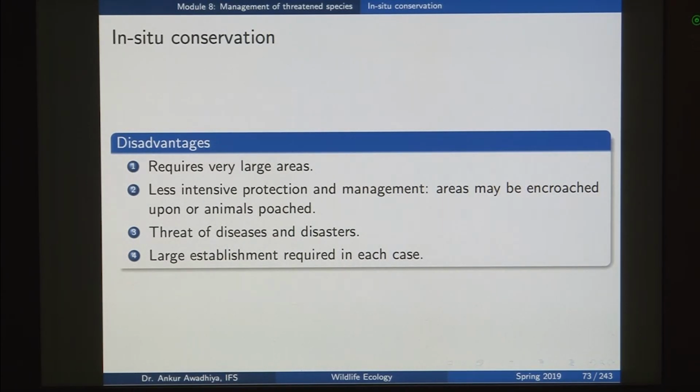And also, a large establishment is required in each case. If you want to maintain a tiger reserve, you will require a large number of forest guards, a large number of rangers, some SDOs, some DFOs and so on, whereas in the case of a zoo, the level of establishment is not that high, because it is a smaller facility.